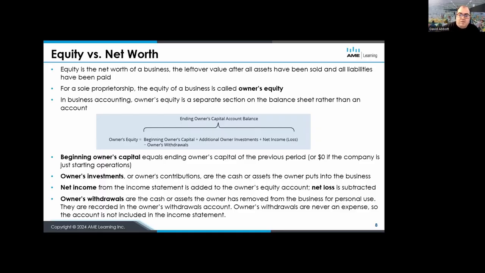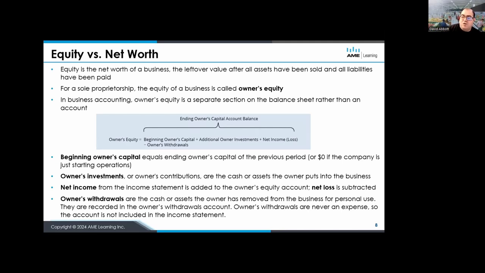And so we see then that what comprises the ending owner's capital account balance is going to be our beginning capital plus our additional owner's investment if they invest and add money to the business, plus our net income or minus our net loss, and then also minus owner's withdrawals. And we'll talk about what each one of these pieces is. So the beginning owner's capital is going to equal the ending owner's capital for the previous period, or zero if the company is just starting out.